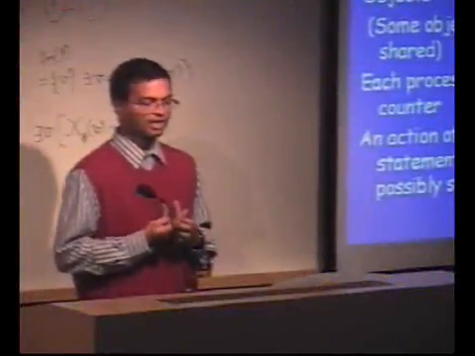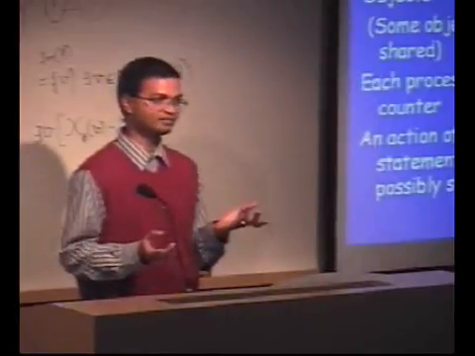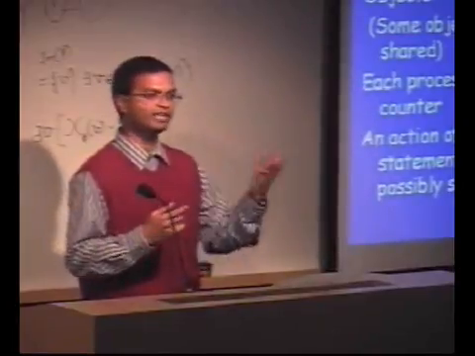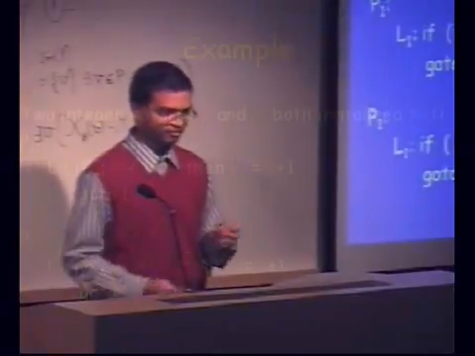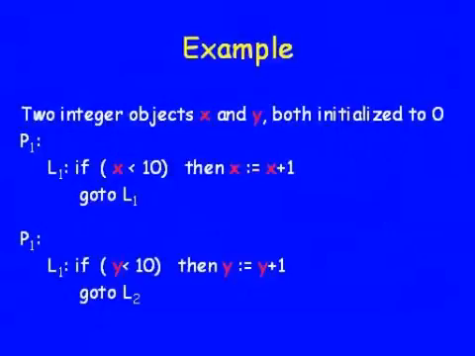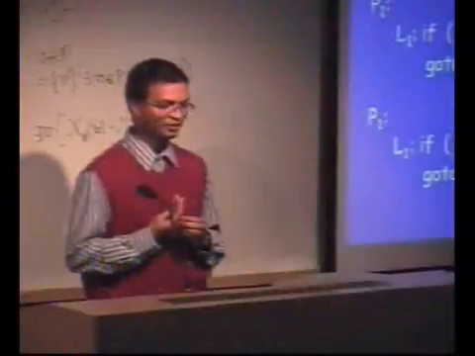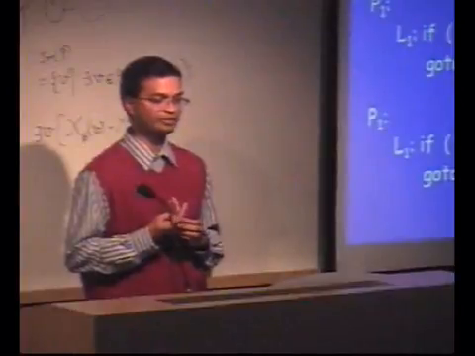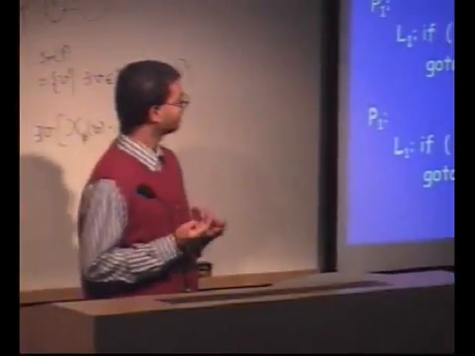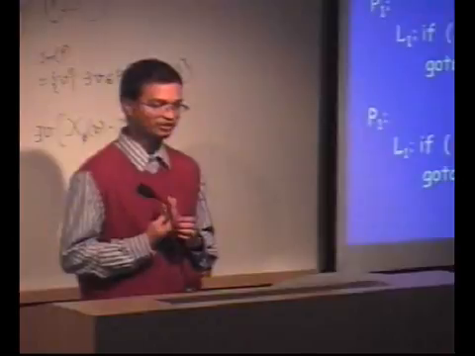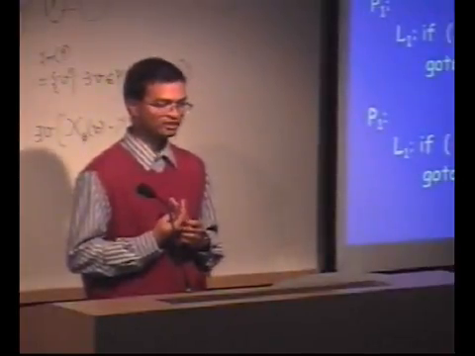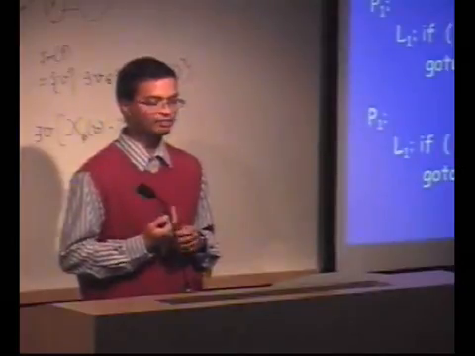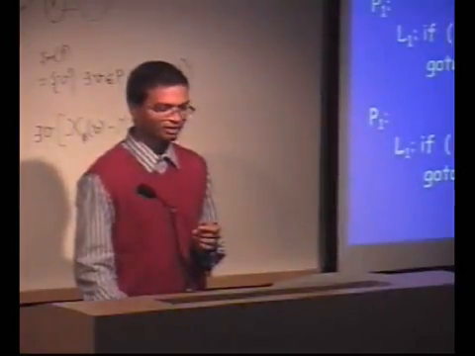It has a program counter. And objects are shared between the processes. Think about objects as just either variables or shared memory or queues or whatever. So this could be an example of a process object system. You have two processes and you have two shared objects, X and Y. But they're not really shared, because each one is only using its own, not both of them. The first process just checks whether X is less than 10 and then increments it. And similarly, the other one.